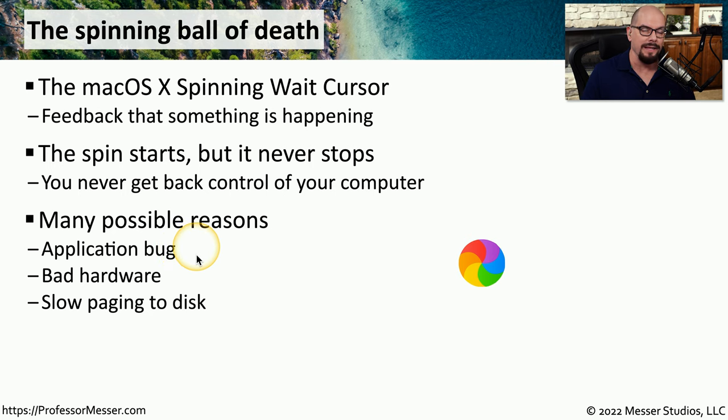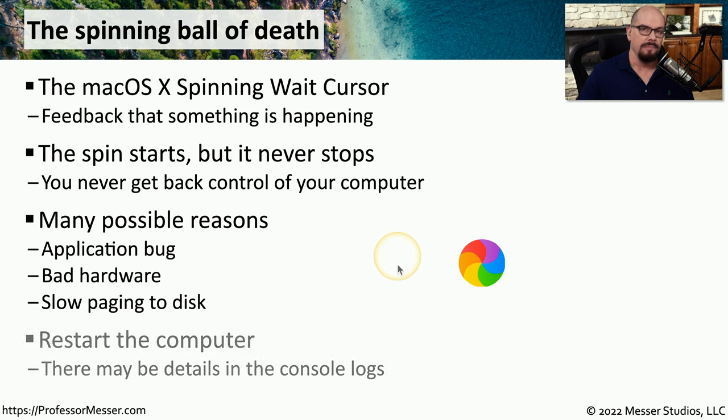There are many reasons that a spinning wait cursor might appear on your system. It might be a bug in an application. You could have bad hardware or bad memory, or it may be slow paging information out of memory and to the storage drive or back again. In all of these cases, we have to wait for that process to finish before the ball will disappear and you get your cursor back in the operating system. If the cursor never reappears and you have to restart your system, you'll want to go to the console logs in macOS to see if you can find more information about why this particular error occurred.